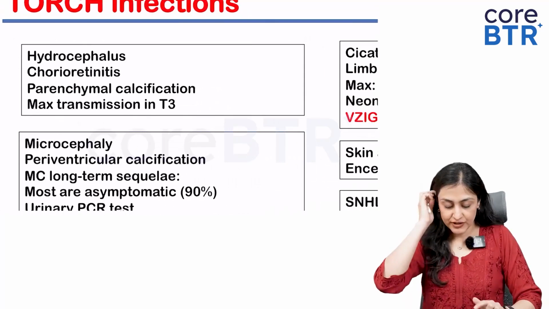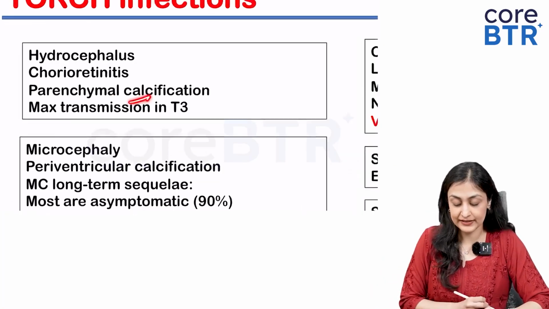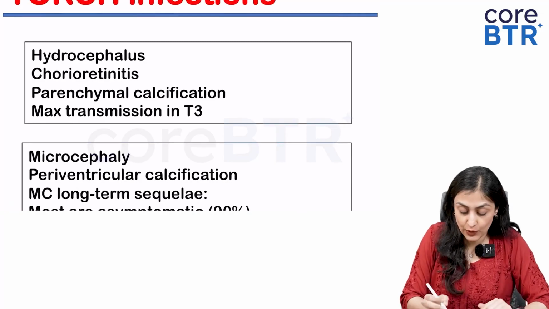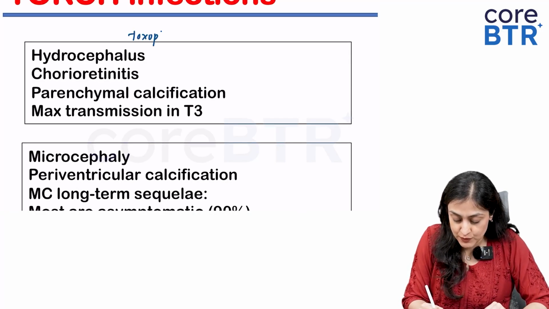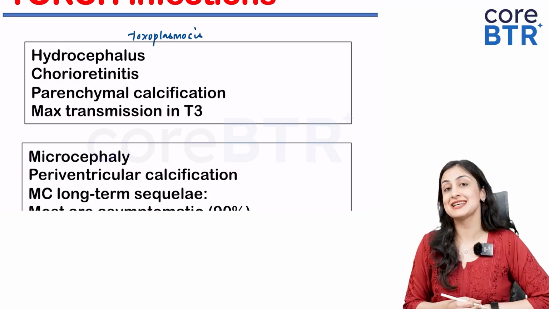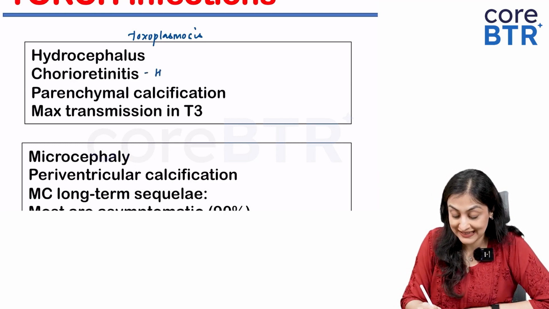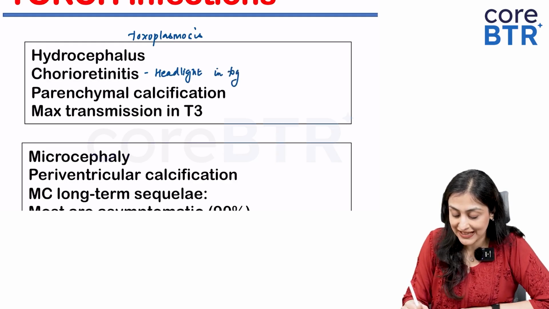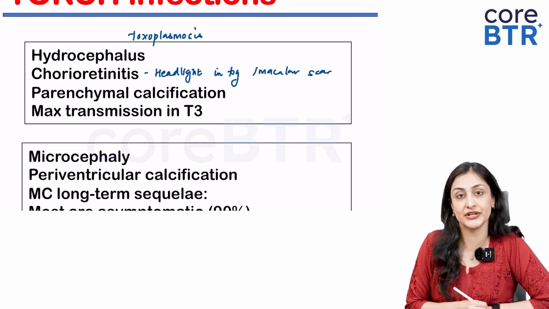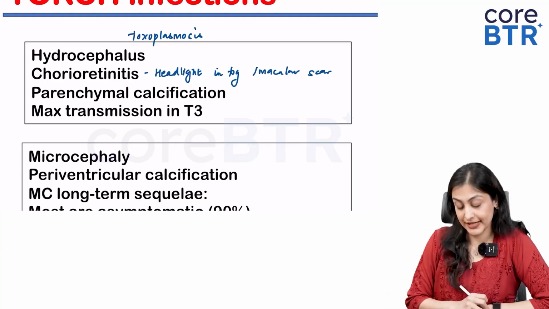So the first infection, this is where you have hydrocephalus, chorioretinitis, and parenchymal calcification. So this is the triad of congenital toxoplasmosis, right? So this is toxoplasma. This is where you'll have hydrocephalus, that's dilated ventricles. Chorioretinitis, remember in ophthal we have studied headlight in a fog appearance. If we don't treat it, it will result in a macular scar, right? So we have seen these pictures. Parenchymal calcification. This also we have seen in radiology where the calcification is in the cortex.